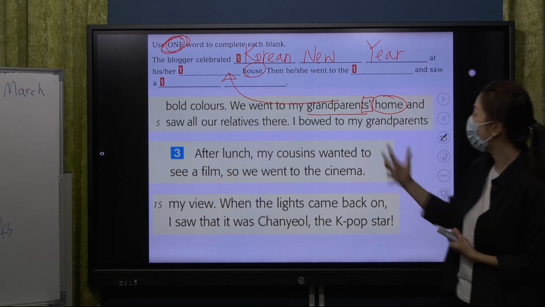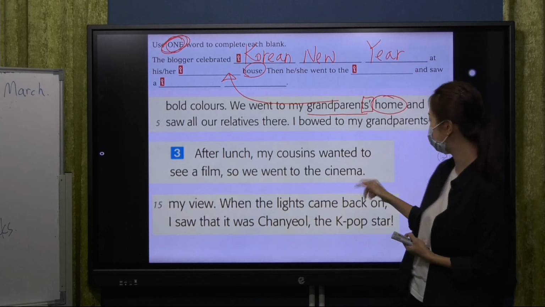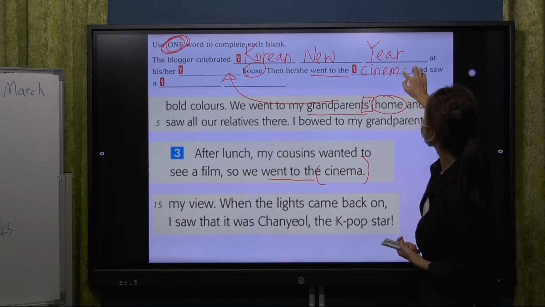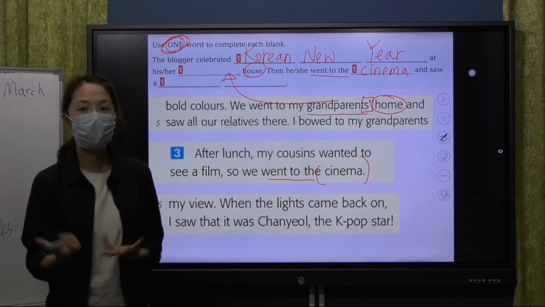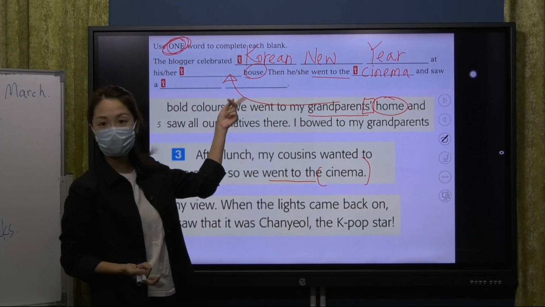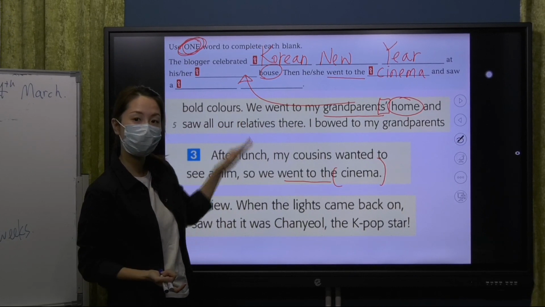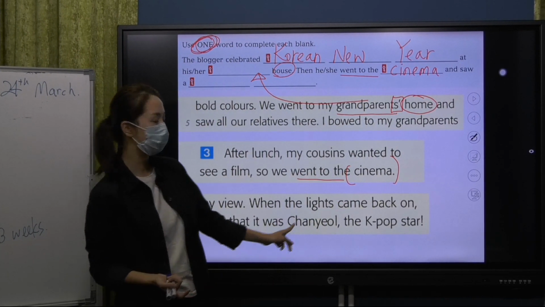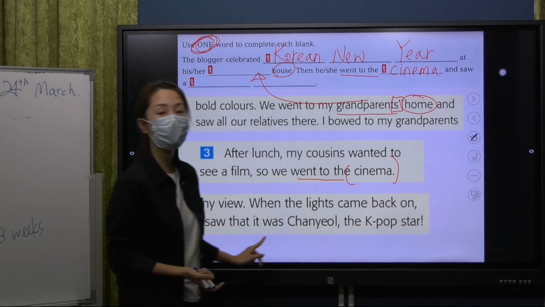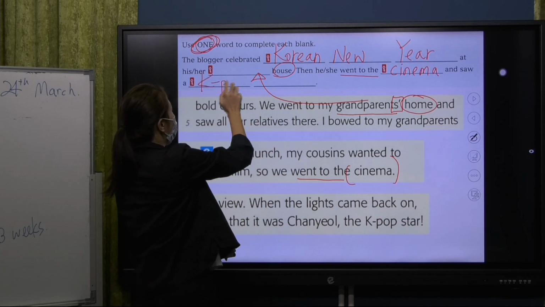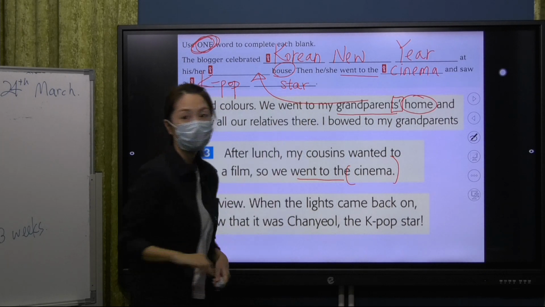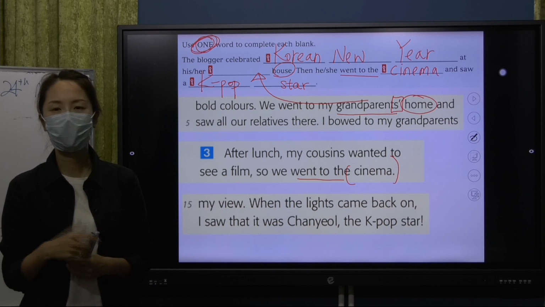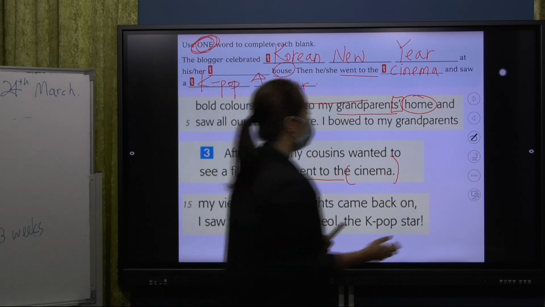Then after lunch, they went to what? They went to the cinema. Okay? And see a film. Okay, so if you write down see a film, but here they have 2 blocks, so a film is not the correct answer. So if we read more, you will find out that when the lights came back on, I saw that it was Chen Yong, the K-pop star. So who did I see? I see a K-pop star. Okay, I think this one might be a little bit difficult because you might write down a film, or there are a lot of other answers, but you will find out that K-pop star is the only correct answer, okay?